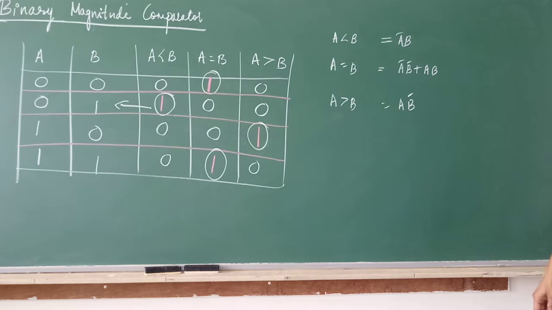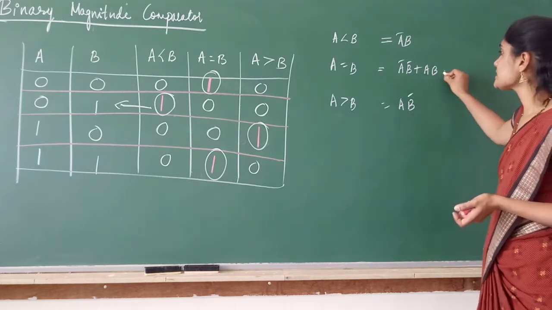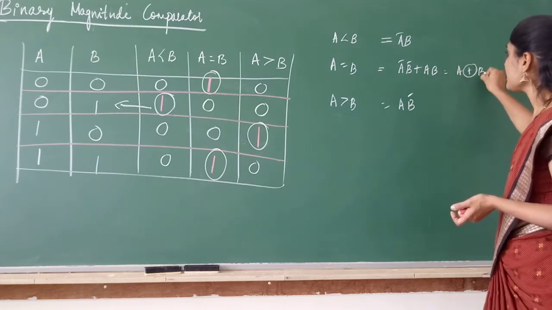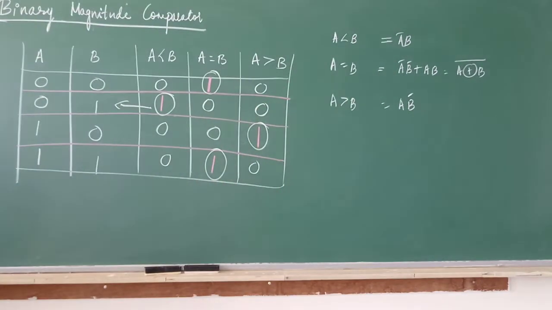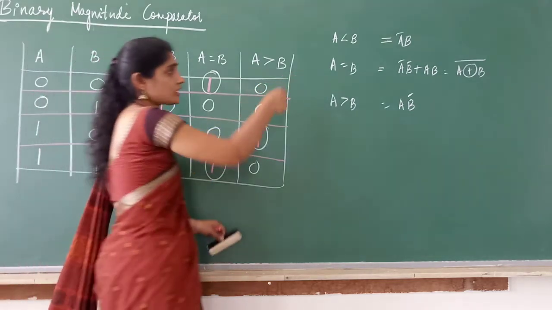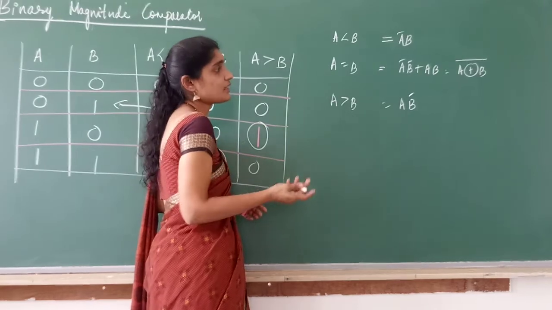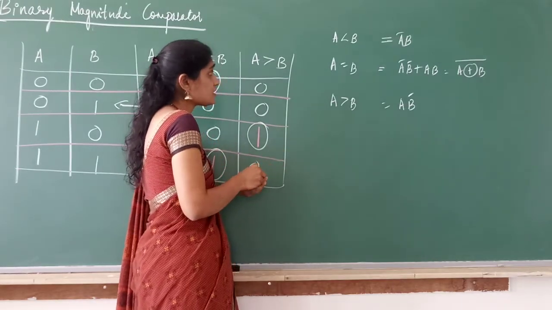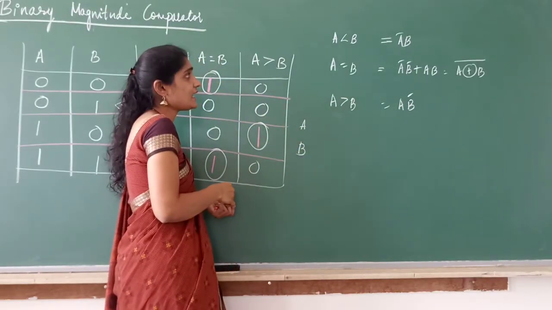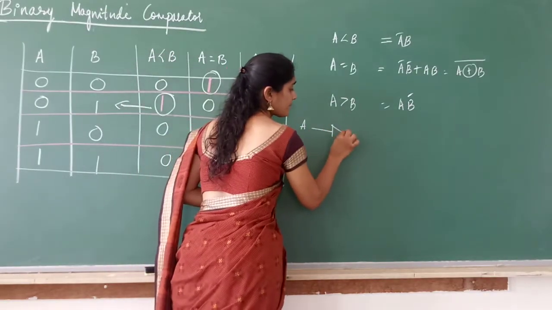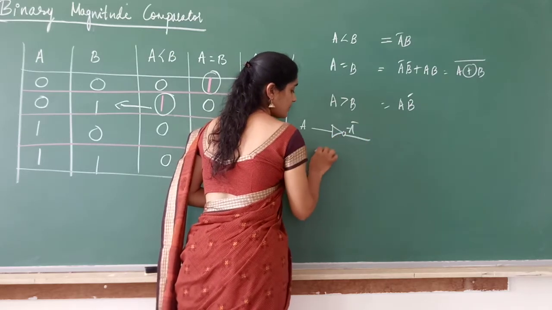Now we need not simplify. Can we write the circuit of the 1-bit comparator? A bar B bar plus AB is nothing but A XNOR B, so you can write the circuit using basic gates, or even using an XNOR gate. So now let us write the circuit. A, B are the inputs. What is A less than B? A less than B is A bar B.